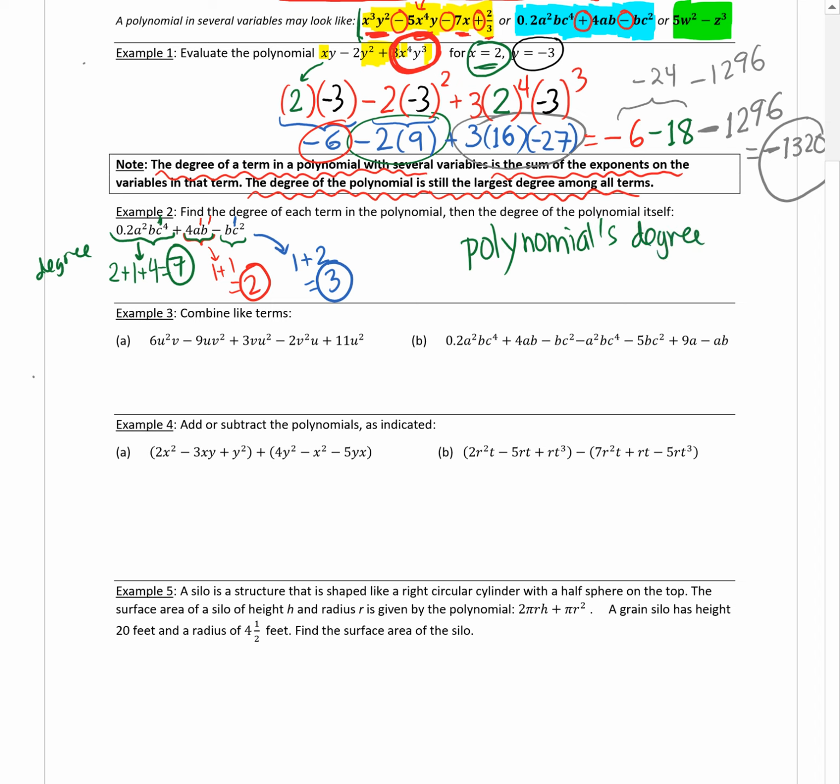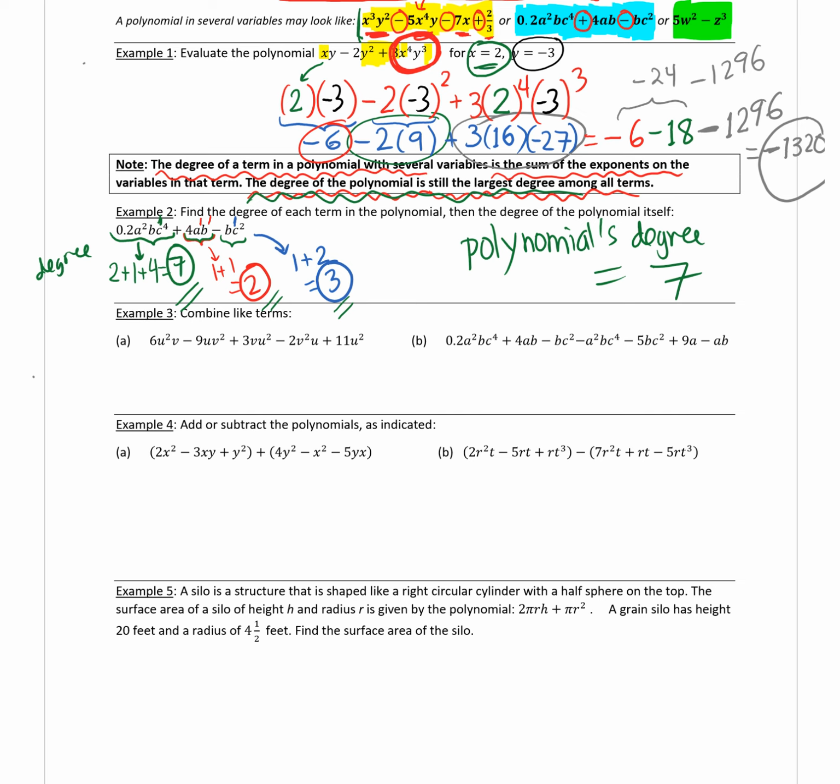But like it says in that box, the degree of a polynomial is still the largest degree. So all I have to do is look at the 3 numbers that I found. I had 7, 2, and 3. The largest of those was 7. And that's it. So finding the individual terms' degrees helps you to find the overall polynomial's degree, because you just take the largest of the degrees.